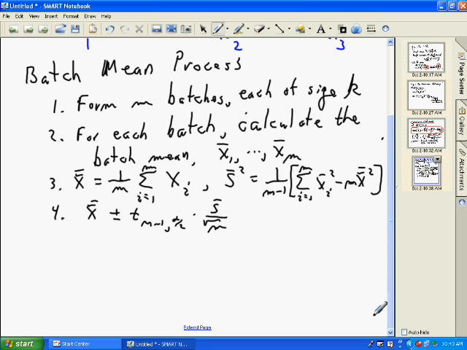I really don't like that S bar. I don't mean by that an average. S bar is the sample standard deviation of the batch means. But conceptually, you just take all the data, divide it up into batches, and then take that as your random sample, and then do a confidence interval as you normally would with that as your random sample. Any questions?